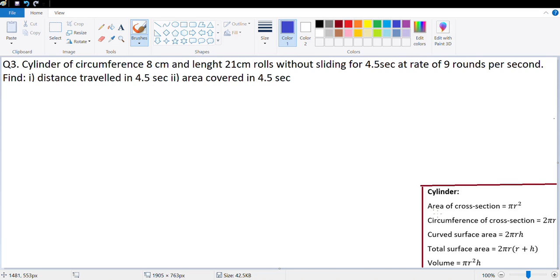The cross section of a cylinder is basically a circle. So the area of cross section is pi r square. Circumference, which is also the perimeter of the cross section, is 2 pi r. The curved surface area is 2 pi r h.